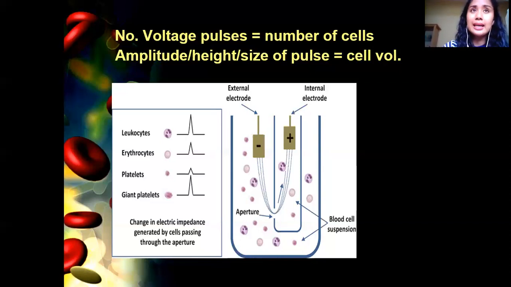So basically, class, electrical impedance or the electrical Coulter counter measures the resistance of electricity that is created by the cell as it passes through the aperture. The aperture is the passageway. The number of pulses will pertain to the number of cells, and the amplitude or the height of the pulse will pertain to the cell volume. So for example, a platelet will only have a small pulse size.